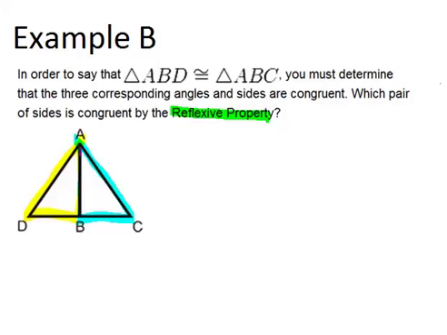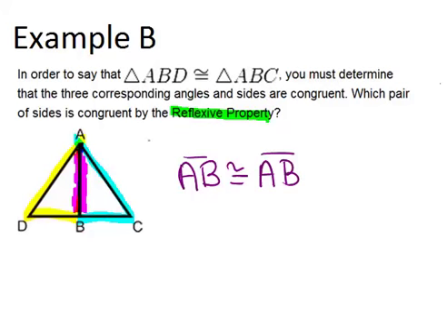And yes, there is. This side in the middle, AB, is shared by both triangles. Therefore, the AB that's in triangle ABD is congruent to the AB that's in triangle ABC. So that's a pair of sides that's congruent by the reflexive property.